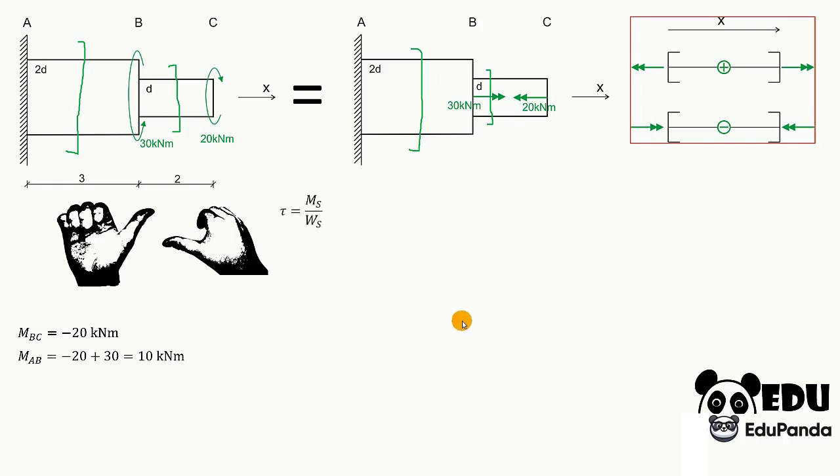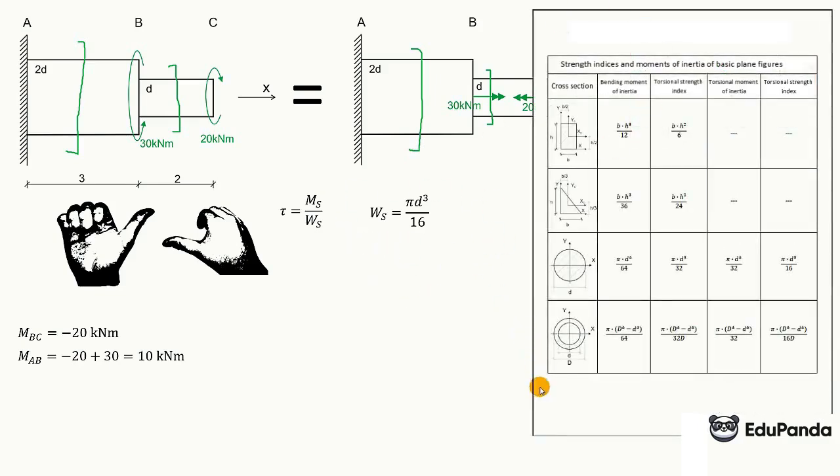Now, shear stresses. Shear stresses during twisting are the twisting moment over the torsional resistance indicator. The torsional resistance indicator for a circular cross-section is pi d cubed over 16. A PDF file will be attached to this course with a breakdown of resistance indicators and inertia moments of basic flat figures.